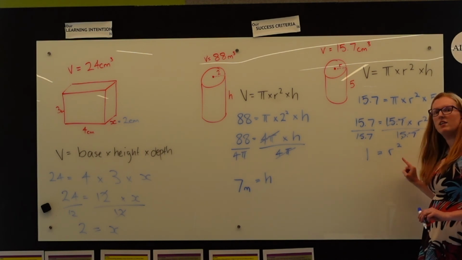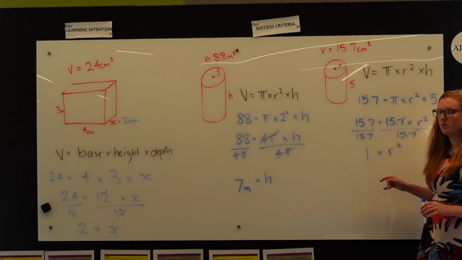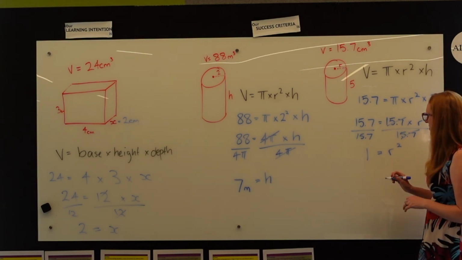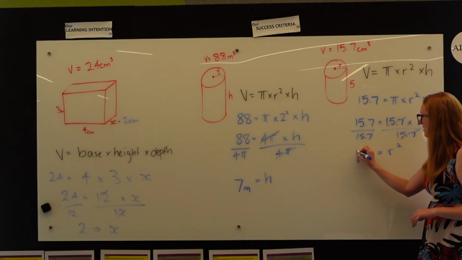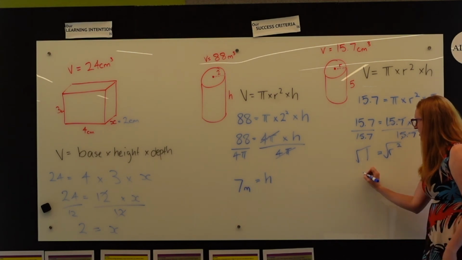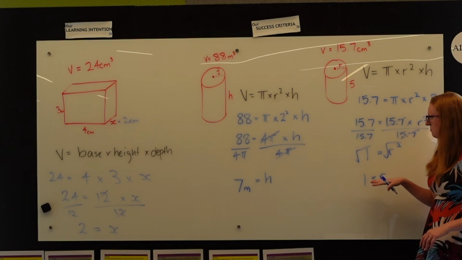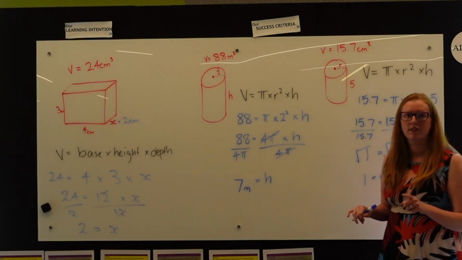This is r squared. I need to get r on its own. So what's the opposite of squaring something? Square root. So I need to square root both sides. So the square root of 1 is still 1. But this means my radius is 1.